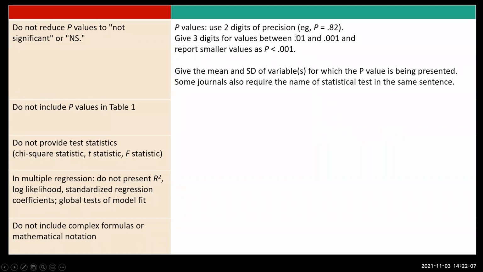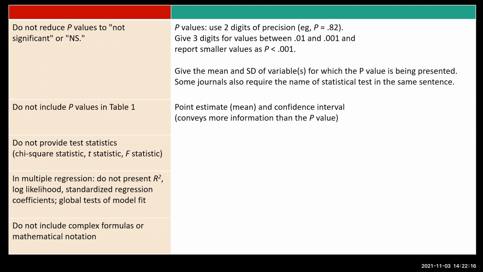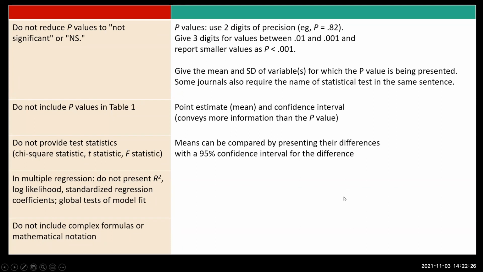For p-values, usually 2 digits of precision are fine. Sometimes I've seen 3 digits. Some people prefer the point estimate and the 95% confidence interval, as opposed to the p-value. And the means, again, should be presented with their 95% confidence interval for the difference. So these confidence intervals are for the outcome variables, not for your baseline variables.